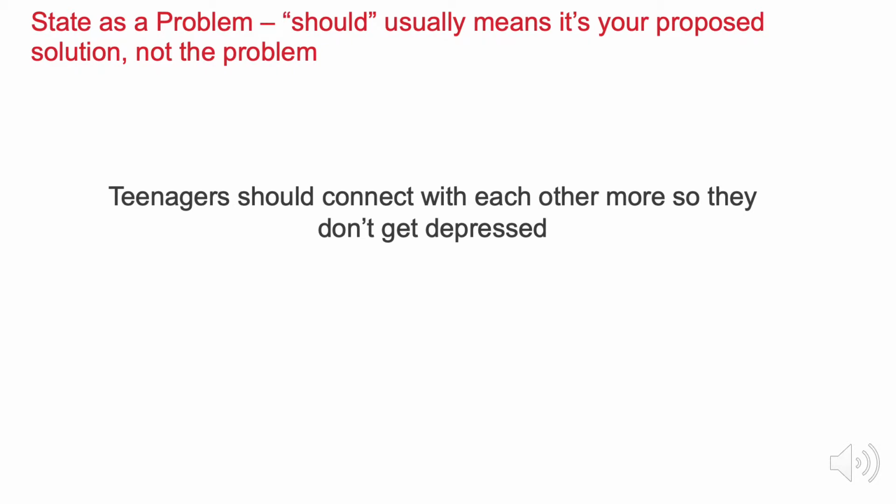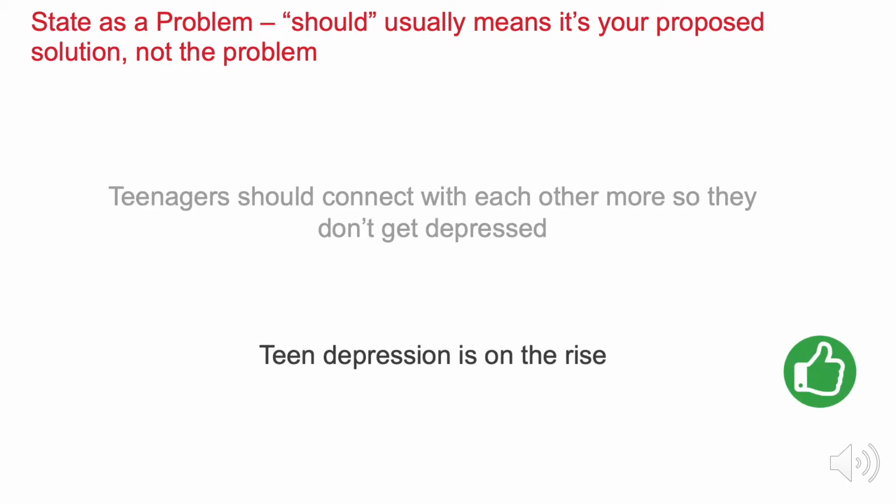So this is an example of a problem that is a solution in disguise. "Teenagers should connect to each other so they don't get depressed." That's really saying that you think that the whole reason teenagers get depressed is because they don't connect with each other, and therefore you're telling them they should do something different as a solution. Instead, try something like "teen depression is on the rise."